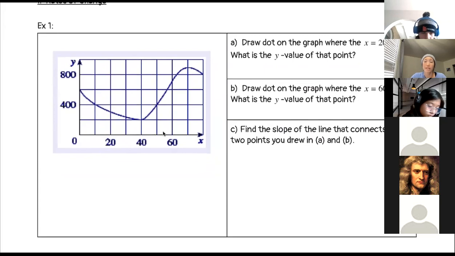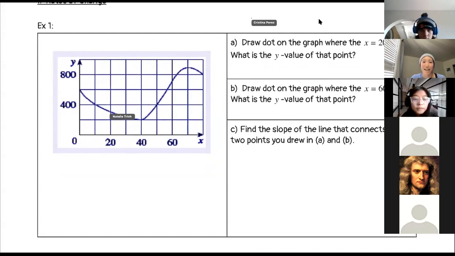In example 1, it says, here's a graph, and it says, draw a dot on the graph where x equals 20. Okay. So are folks able to annotate on my screen? Do I have to change the settings? Ah, there we go. Okay, cool.